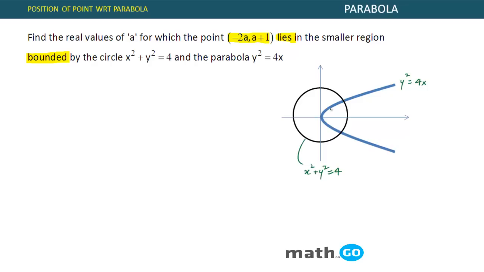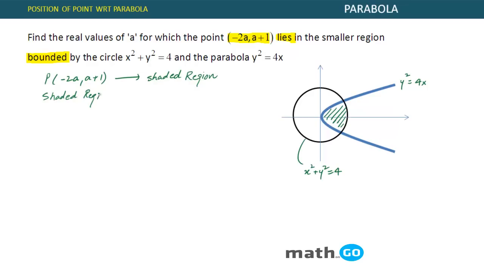So if you see, what we need to find is this particular region. This is bounded by the circle and the parabola both. So you want to find this region. If this is the region that it is talking about, you want to find the values of a for which this point P, which is given to be (−2a, a + 1), lies in the shaded region, right? You want to find such values of a so that it lies in the shaded region. What is the speciality of the shaded region?